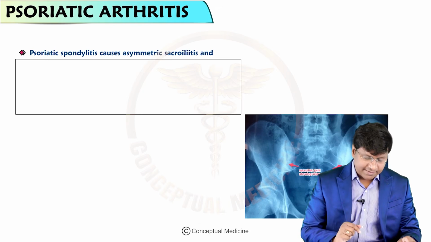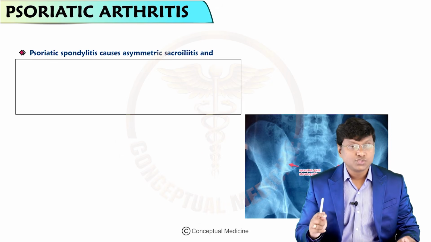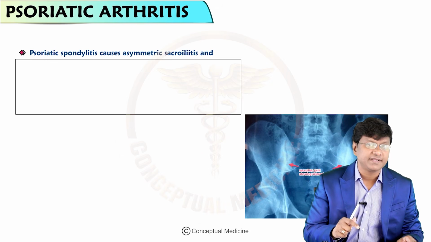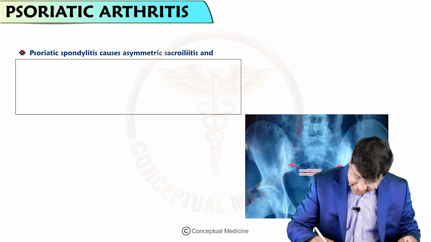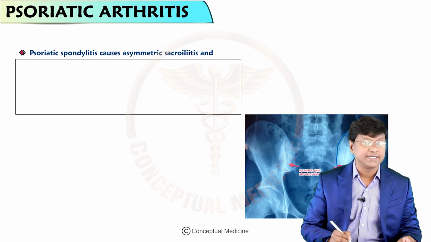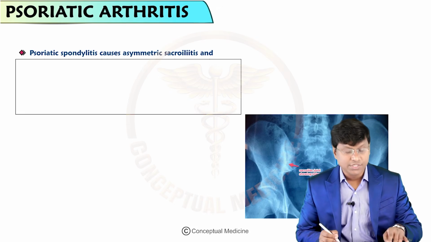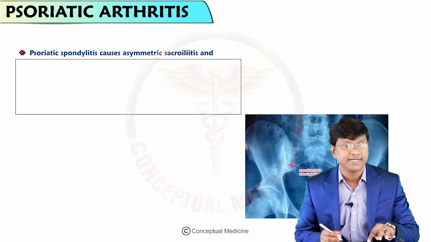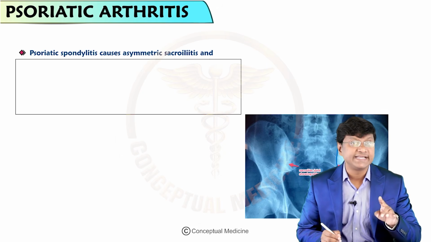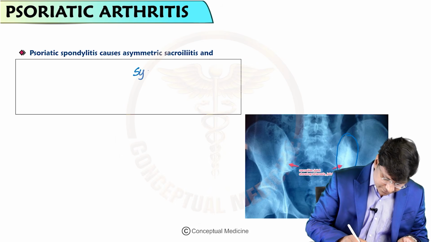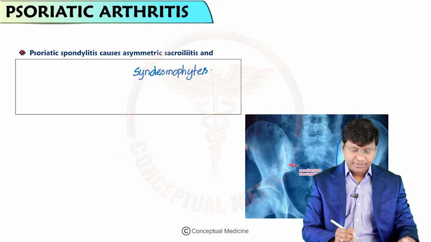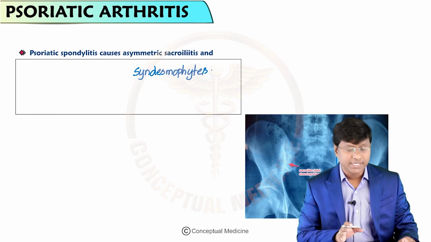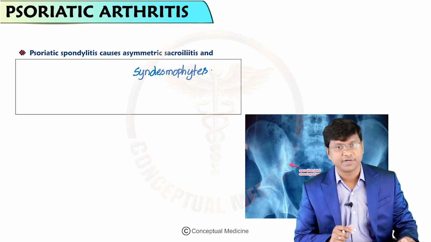Now, we were discussing psoriatic spondylitis. Psoriatic spondylitis causes asymmetrical sacroiliitis. You can observe that there will be involvement of the sacroiliac joint in psoriatic spondylitis, and there will also be the presence of syndesmophytes. So this is what you will observe in psoriatic spondylitis.